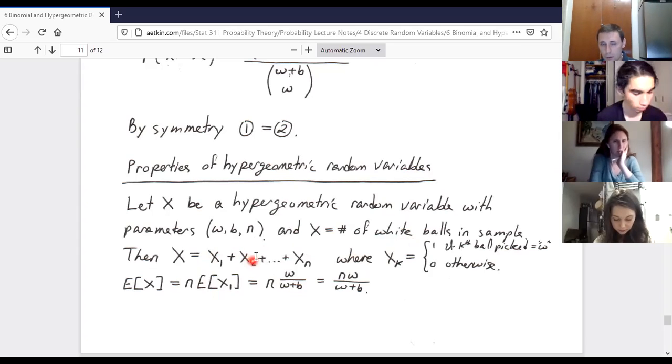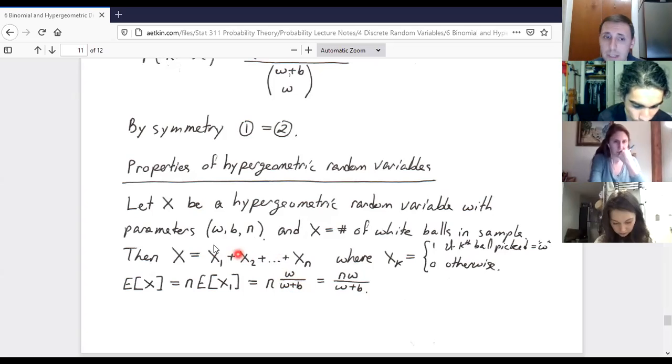If I just focus on the second position or the first position, the ball that I am likely to pick is equally likely to be any one among the available ones. So the probability of success for X1 is w over w plus b. Therefore the expected value of X1 is 1 multiplied by the probability of success plus 0 multiplied by the probability of failure, which is just the probability of success. Do you see that there is nothing special about 1?